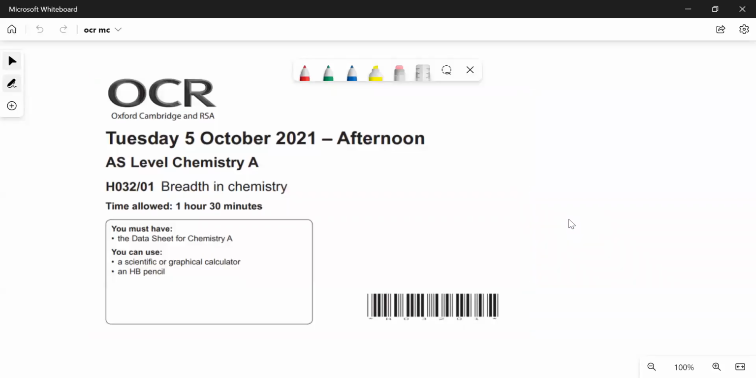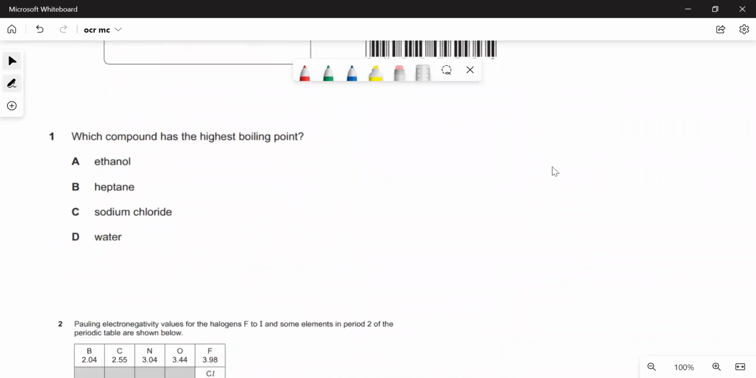Hi, in this video, I'm going to go through the OCR AS level chemistry paper, and this is paper one. Okay, paper one, and I'll do this in two halves. The first half in this video, and continue in the next video. Right, so on to the multiple choice section.